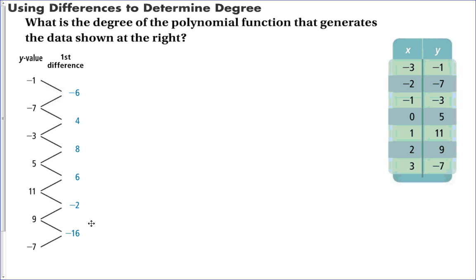That means we have to take the second difference now. So take the difference between all of these numbers. The difference between -6 and 4 is 10. 4 and 8 is 4. 8 and 6 is -2. 6 and -2 is -8. -2 and -16 is -14. If you notice, our differences are still different. The first difference, they're all different. The second difference, they're all different. So we need to go to the third difference.